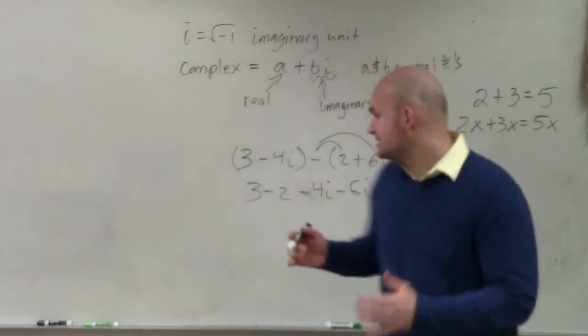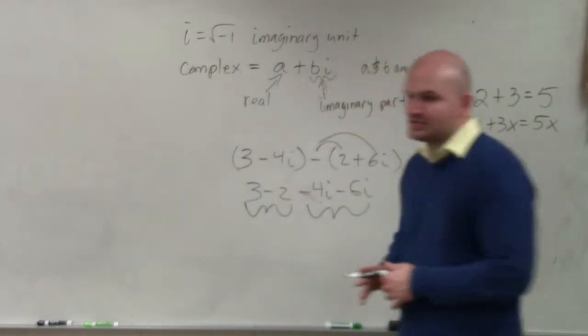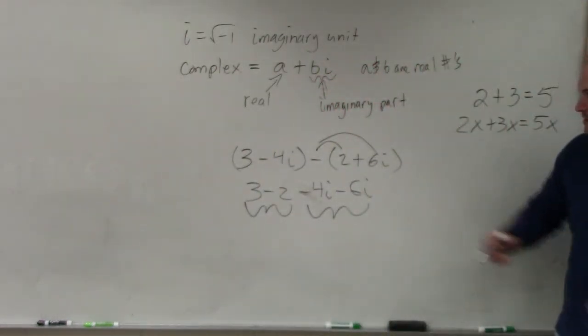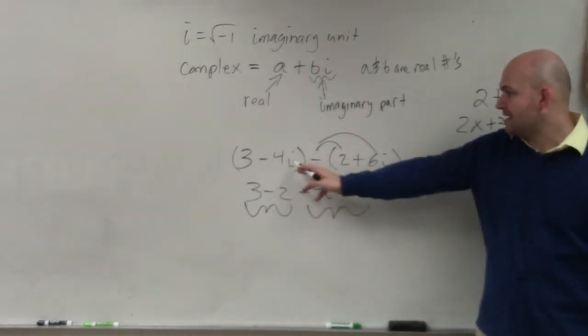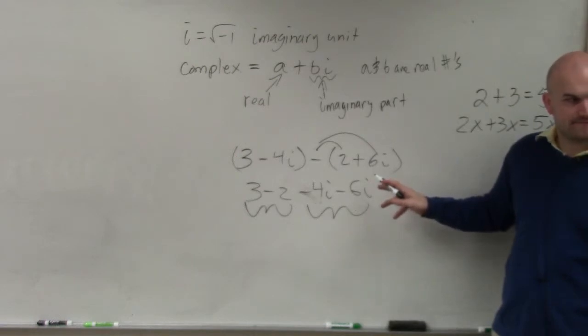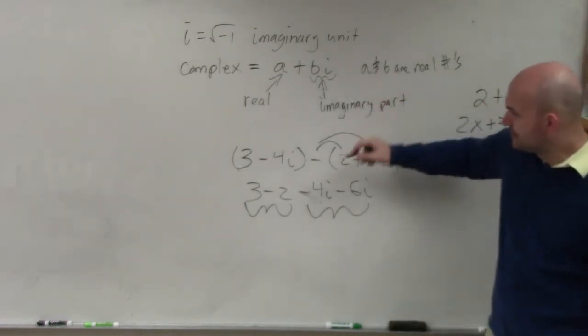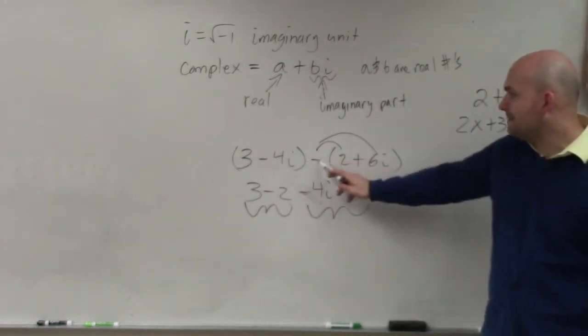So do you guys see what I did? All I did was group the real and group the imaginary. I did 3 minus 2, negative 4i, minus 6i. Does everybody see how I did that? Why did you distribute it? Well, I didn't really distribute. I just did 3 minus 2, negative 4i, minus 6i.